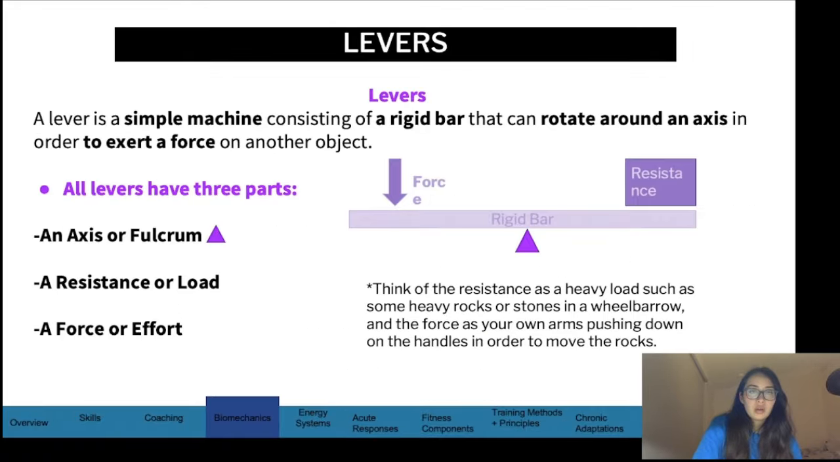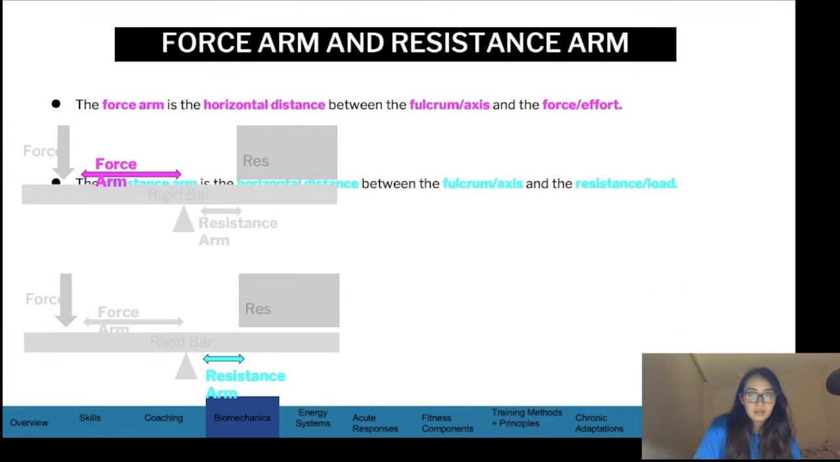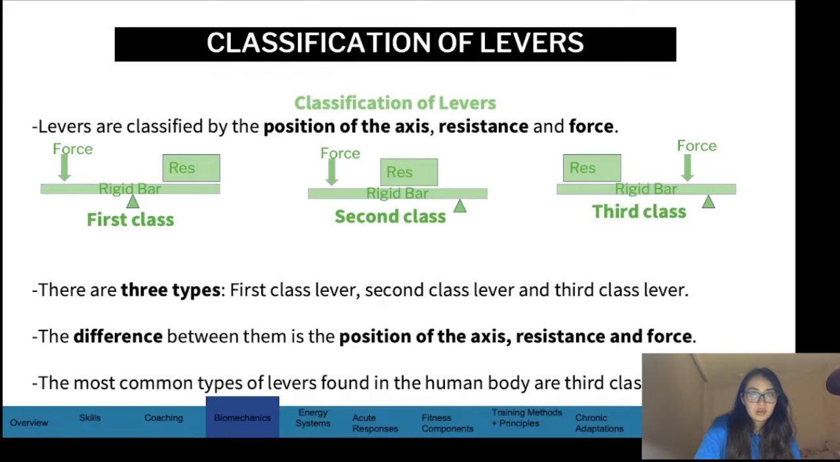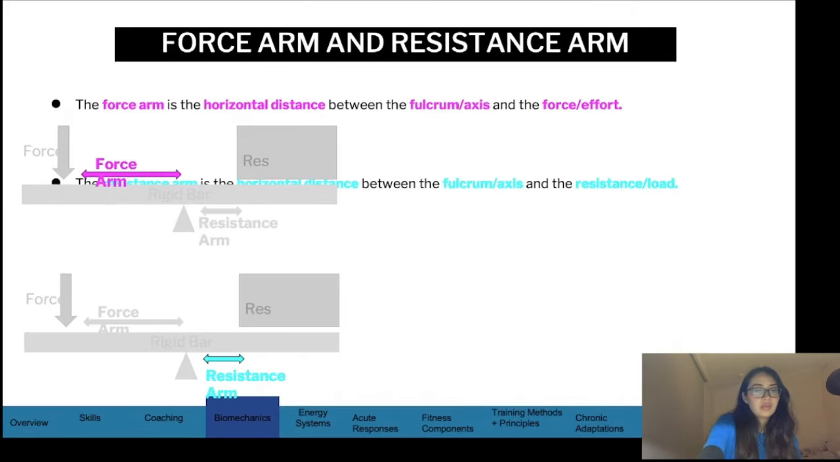Anyway, we're going to remember these three types of levers. I don't know what's going on with this picture here. It's very strange.